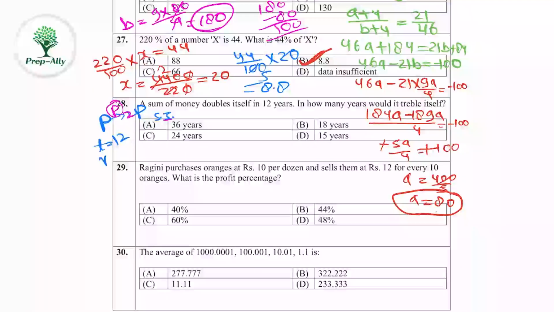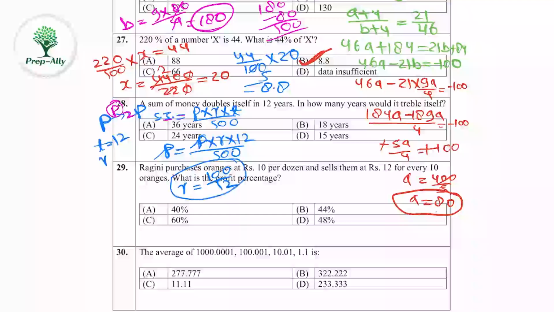So can I write here, by using the simple interest formula, which is P into R into T by 100. See here, simple interest is P. So P into R, T is 12, by 100. So we can cancel out P and P. So R is equal to 100 by 12. So this is the rate at which the money is increasing.